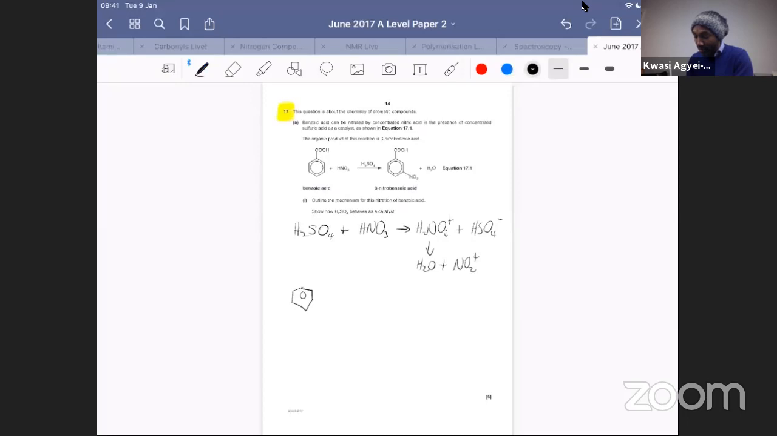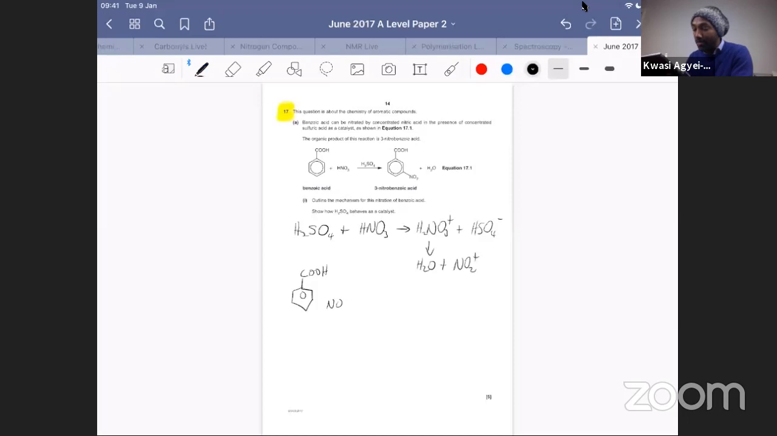Okay, so the mechanism is as follows. So we've got benzoic acid. Now the carboxylic acid is an electron withdrawing group, so it will direct to the 3 position. If you note the NO2 isn't 1 away from your carboxylic acid group, it's 2 away, so it's at the 3 position. So that's what electron withdrawing groups already attached to the benzene ring do to any incoming substituents. So here is our NO2+.